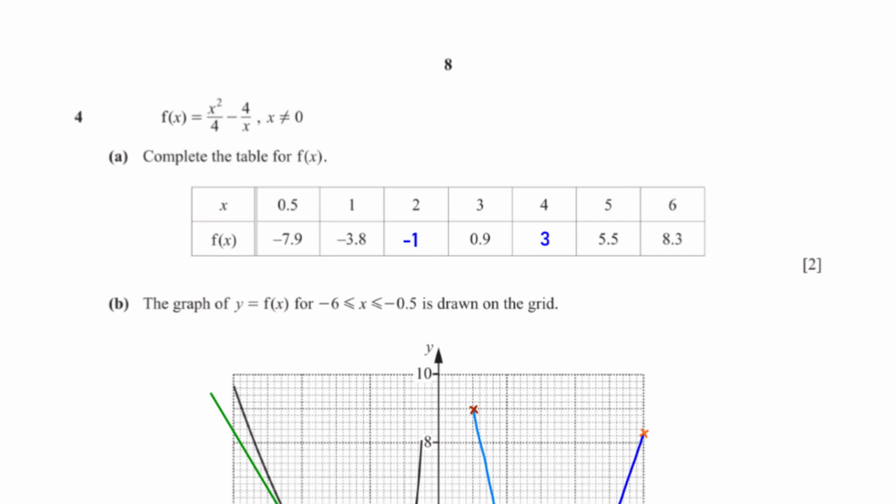f of x equals x squared over 4 minus 4 over x, where x cannot be 0. Complete the table for f of x. When we plug in x equals 2 into the equation, we get y equals -1. For x equals 4, we get y equals 3.